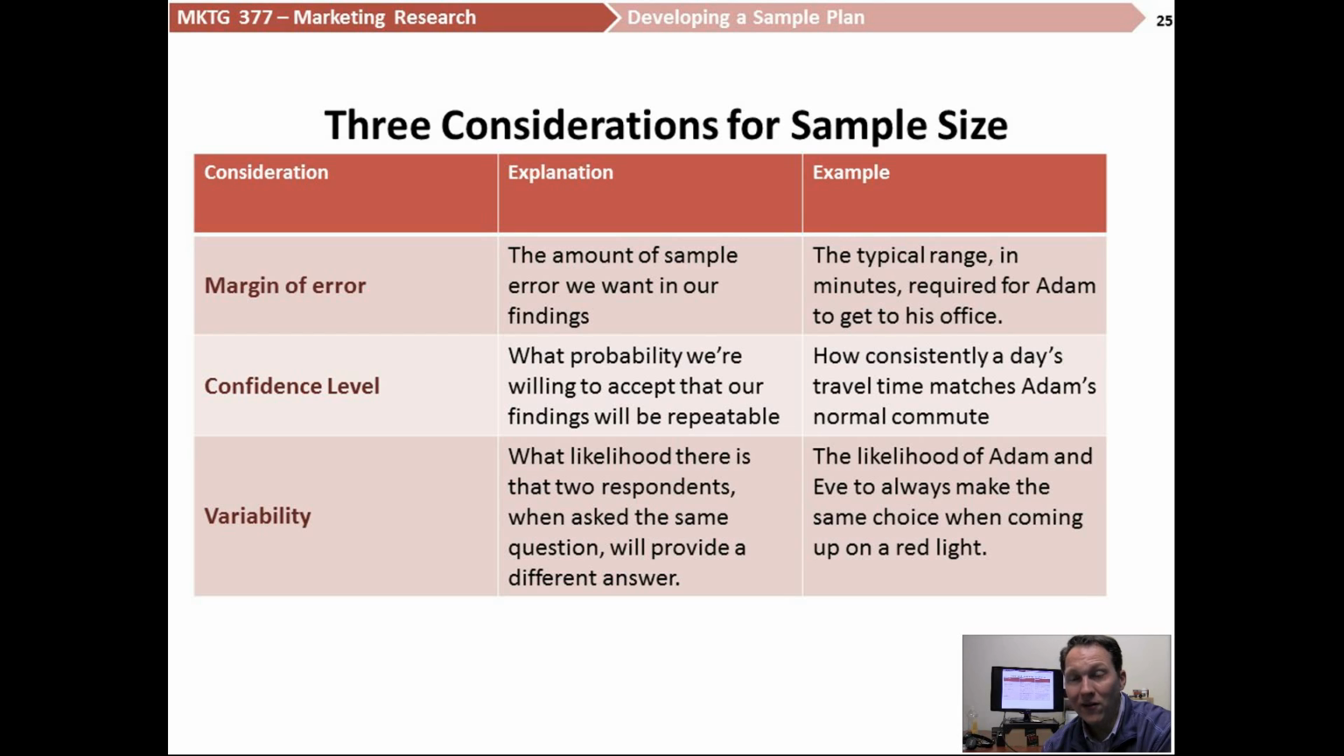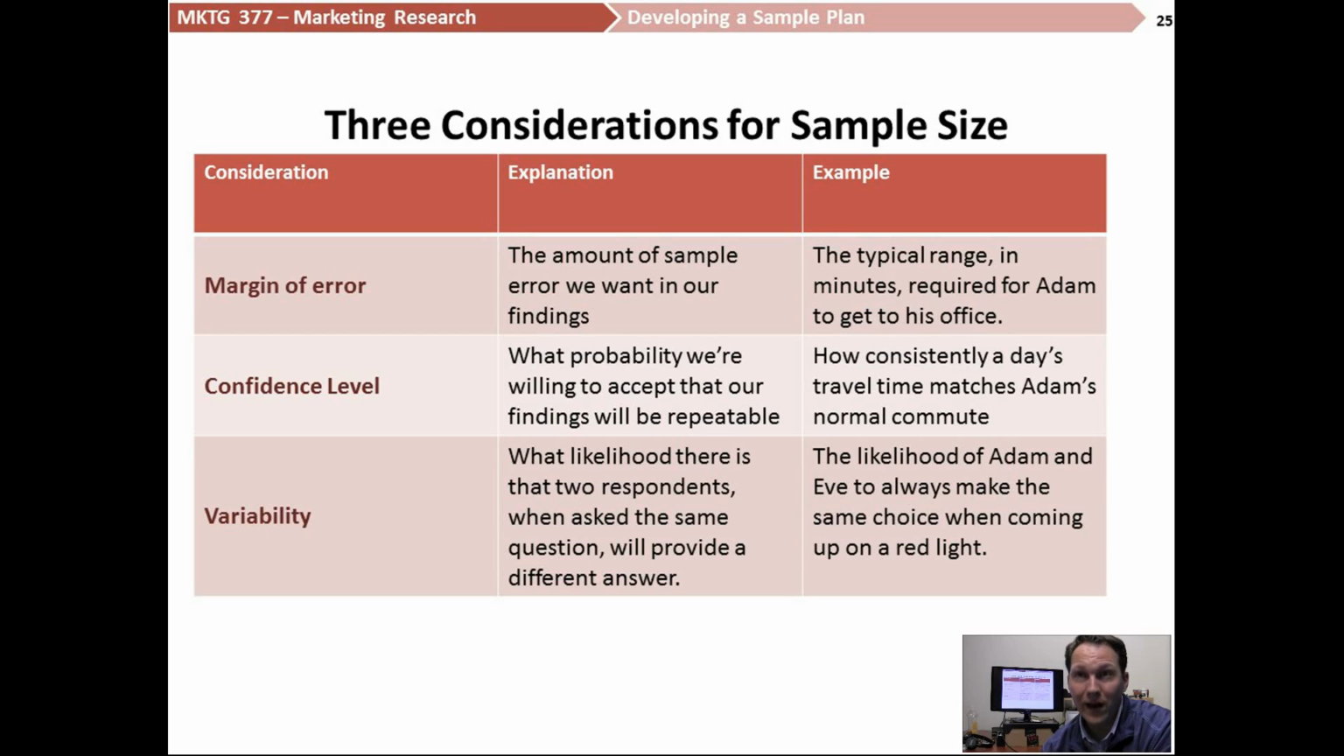So the margin of error is typically going to be expressed as the typical range in minutes required for him to get to the office. So if we say his average is 45 minutes plus or minus 3 minutes, then on a typical day he can expect to make it to his office between 42 and 48 minutes, barring all those other circumstances I talked about. The confidence level of Adam's trip is how consistently a day's travel time matches Adam's normal commute.